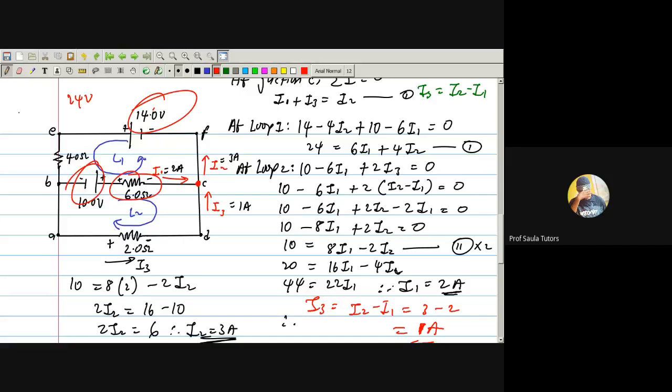Do this for me: 1 over 4 plus 1 over 6. What do you have? And then divide your answer. That's 0.417. 1 divided by your answer. That's 2.4.